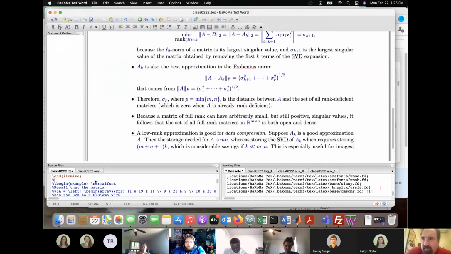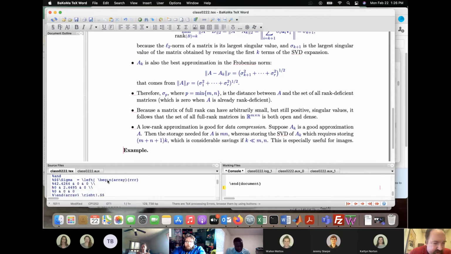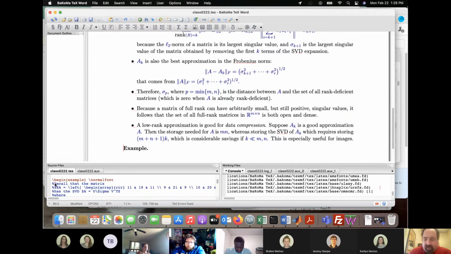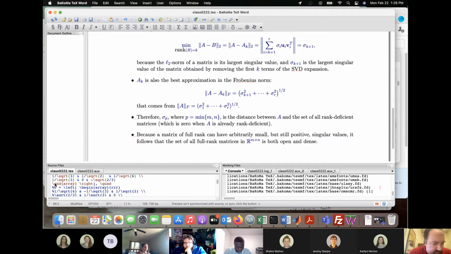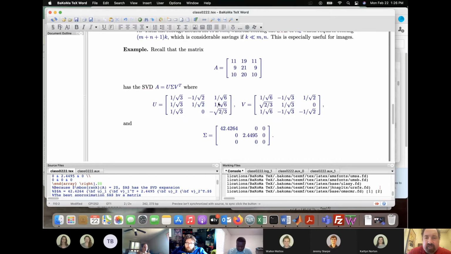All right, so that's what I want to say about the singular value decomposition. Oh, actually, a quick example of low rank approximation. First I need to recall an example from last time. Here's a matrix of 3 by 3, and I presented the SVD last time. We see that there are only 2 non-zero singular values. This is rank 2.